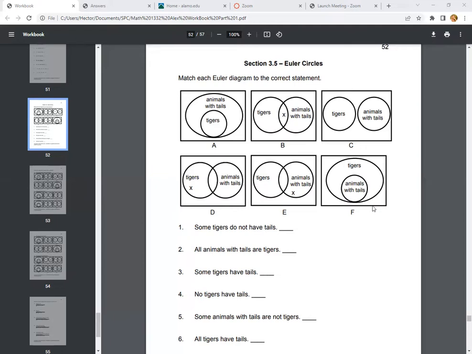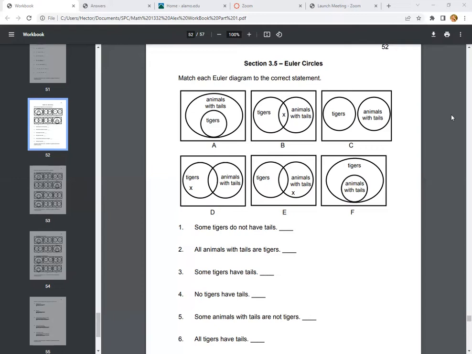So let's take a look at the first problem here. As is my custom, I'm going to go through the odd number problems and then I'll let you do the rest. So number one, it says match each Euler diagram to the correct statement. And we're looking at number one, it says some tigers do not have tails. So basically, you're looking at two sets here. We're looking at the sets tigers and animals with tails.